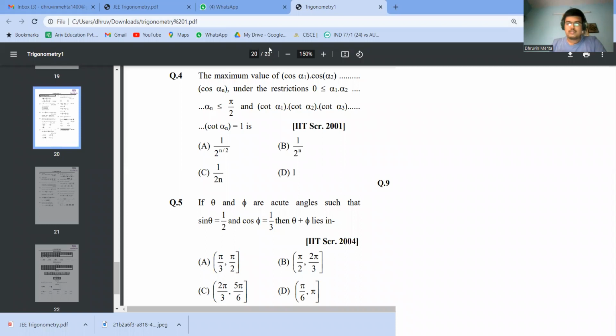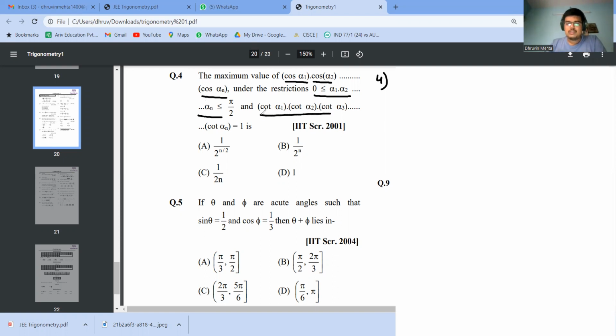चलो, we'll take this fourth question, which is interesting. We have to find the maximum value of cos alpha 1 into cos alpha 2 into cos alpha n. Like cos alpha 1, cos alpha 2 up to cos alpha n. इसका maximum value चाहिए. Under the restrictions that all these angles belong to 0 to pi by 2. So they are in the first quadrant, so everything is positive basically.